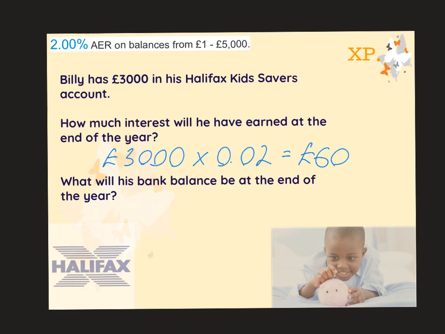What will his bank balance be at the end of the year? Remember to pause and make notes where you need to. Obviously you can just add that on to get 3,060, but if we didn't have that previous question, to be the most efficient, we would use the multiplier 1.02 and then that would work it out for us straight away, that we're increasing it by 2%, so it'd be £3,060.